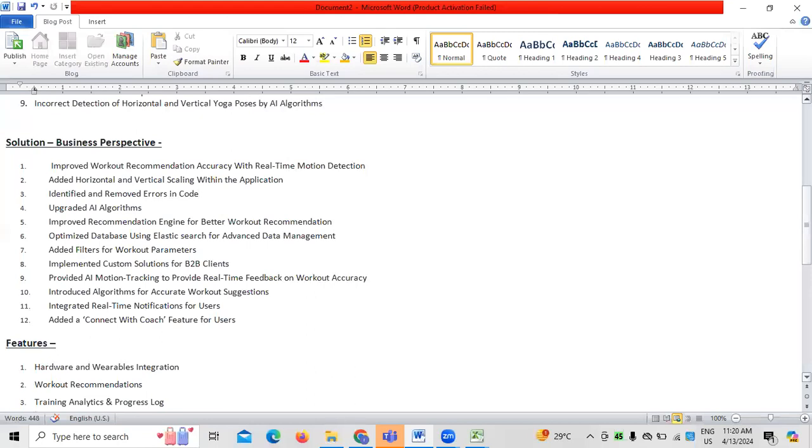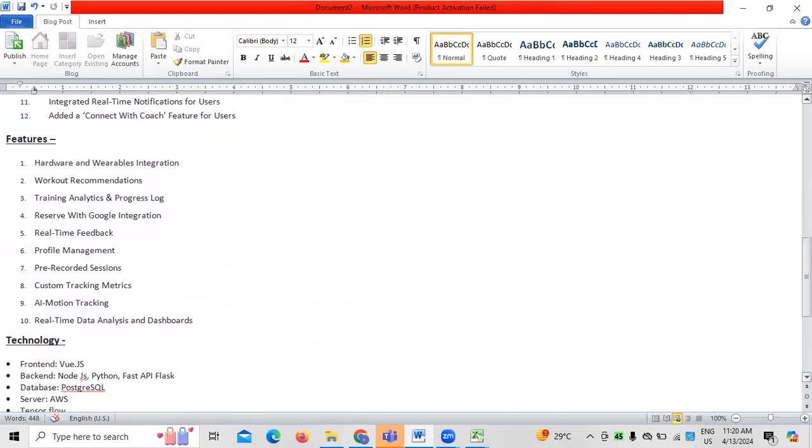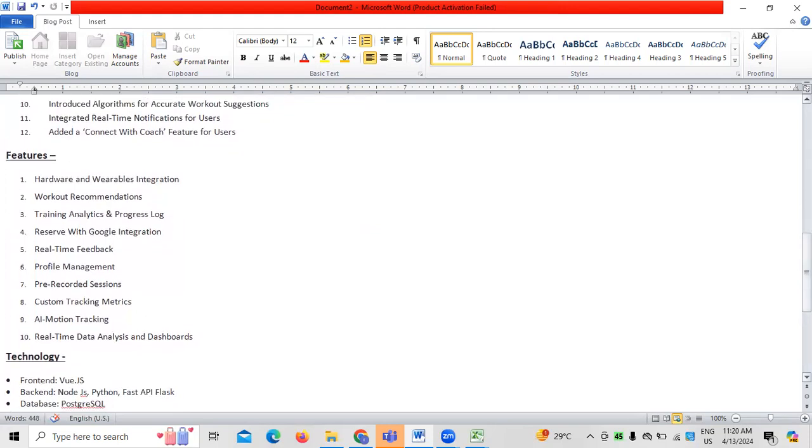Those are all decided by them, but understanding the business perspective from the solution level is something we have to know. Next, we must know about the features. What are all the features available?